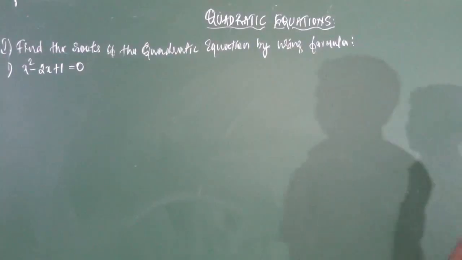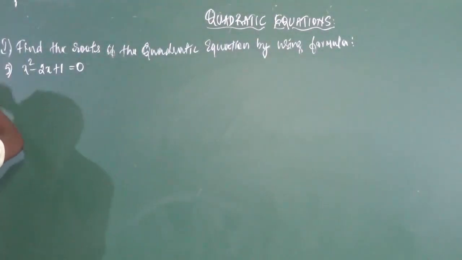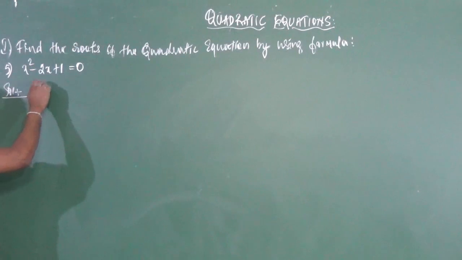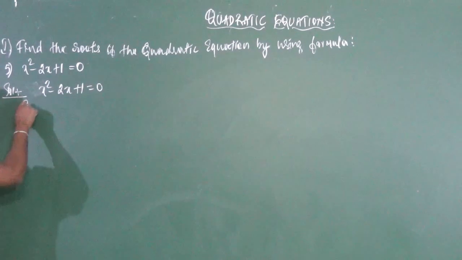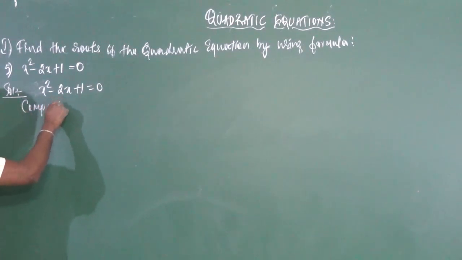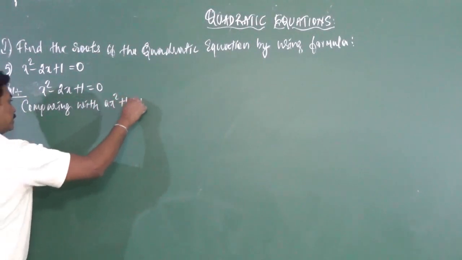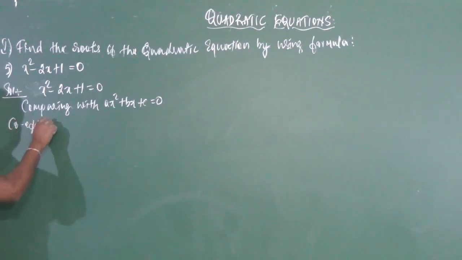Okay, let us get into the fifth problem. Right. So a quadratic equation is given and already it is in the standard form. Let us compare the quadratic equation with the standard form and write the coefficients. So comparing x square minus 2x plus 1 is equal to 0 with ax square plus bx plus c is equal to 0.